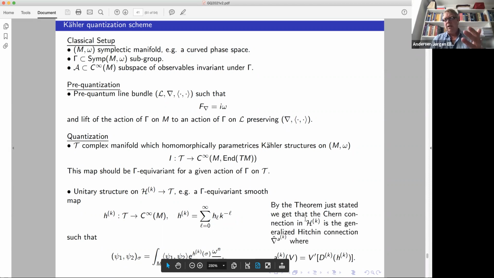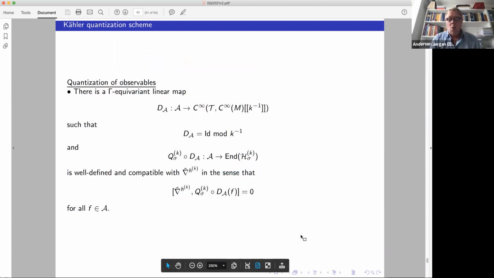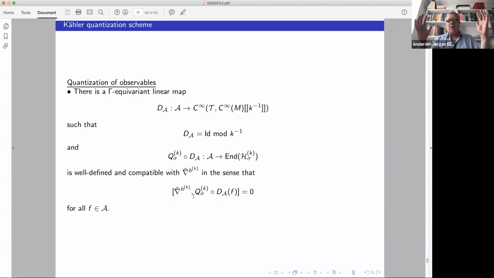That will tell you that there is a Hitchin connection in the bundle, which is the Hermitian connection. And more importantly, it will also tell you that there is a Gamma-equivariant linear map from A into functions like this, in such a way that if you apply this dA first and then do the geometric construction that I showed you before, which is the construction of observables, then those are preserved by the Hitchin connection. So the quantized observable is parallel with respect to the system of Hitchin connections.